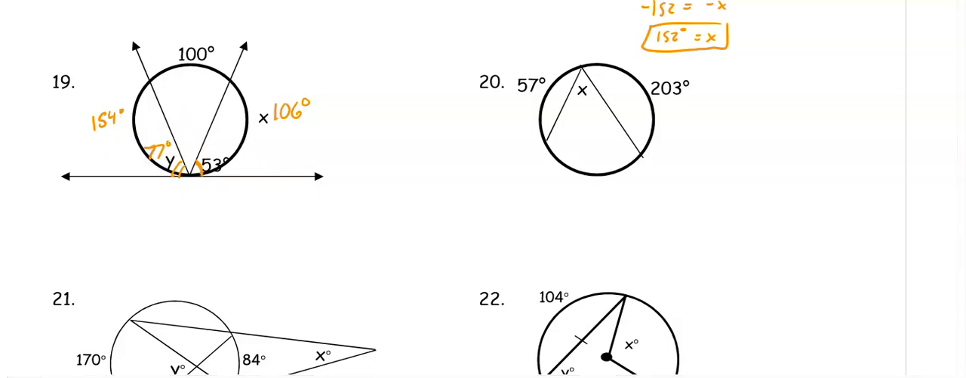In number 20, we have two of the arcs that we can subtract from 360. So we can do 360 minus 57 minus 203, and we get 100 degrees. X is an inscribed angle, so it's half the arc. So that would mean it is 50 degrees.